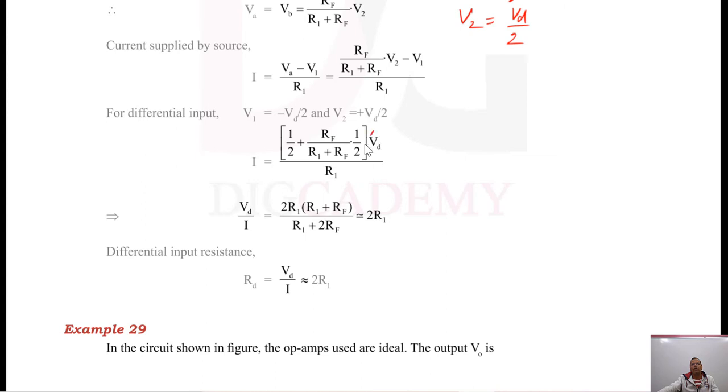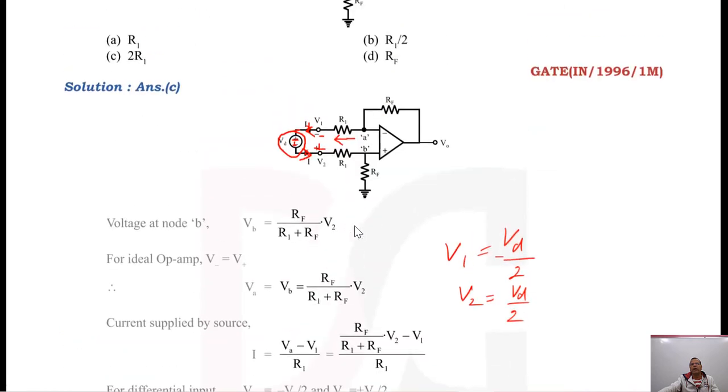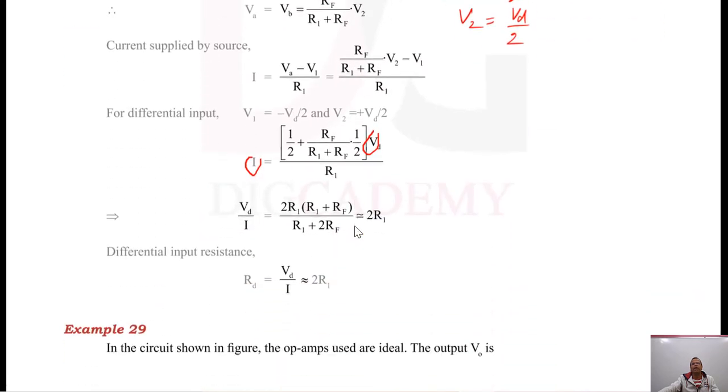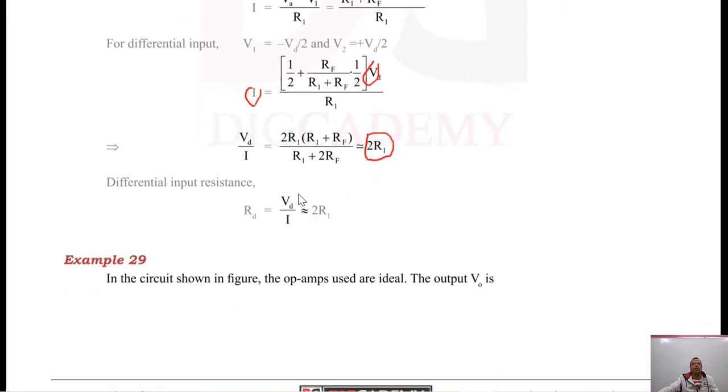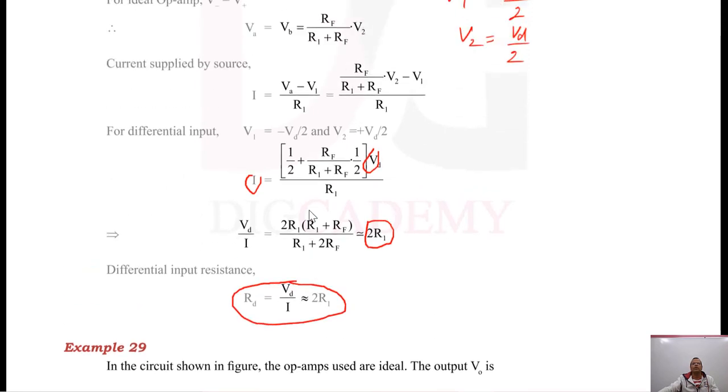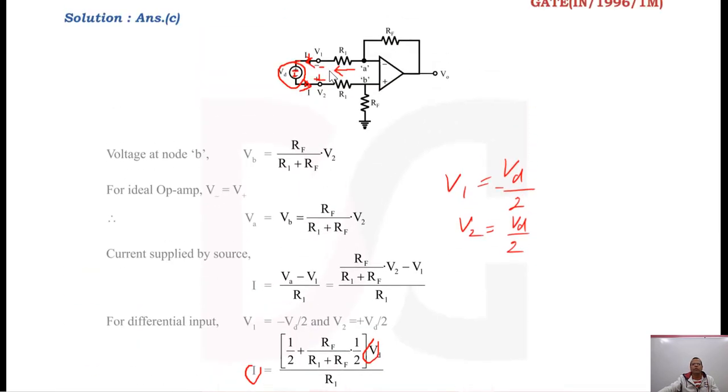And we know VD by I. So you find the ratio VD upon I, that is equal to, simplified expression is this. And since our feedback, that is RF, here we will be assuming that R1 plus RF is almost same as R1 plus twice RF. So this will be approximately equal to twice R1. So the differential input resistance of this circuit is twice R1.